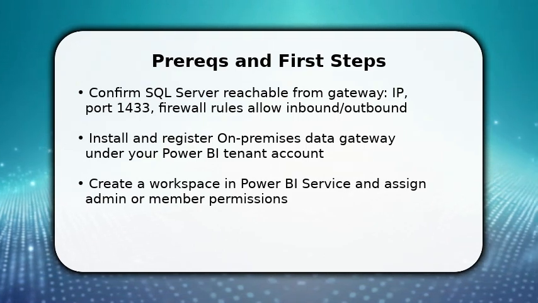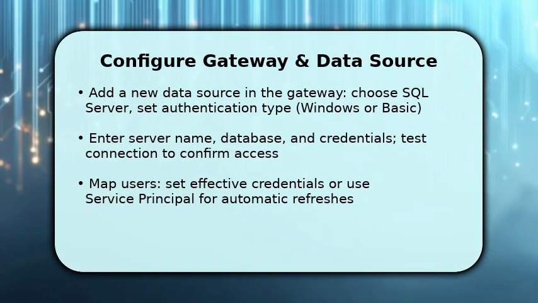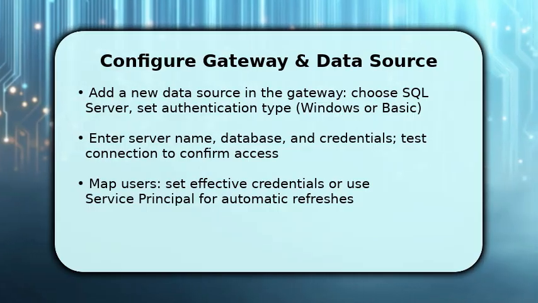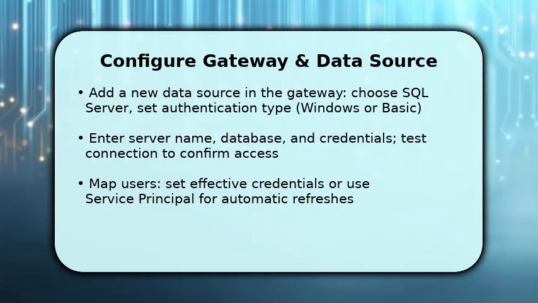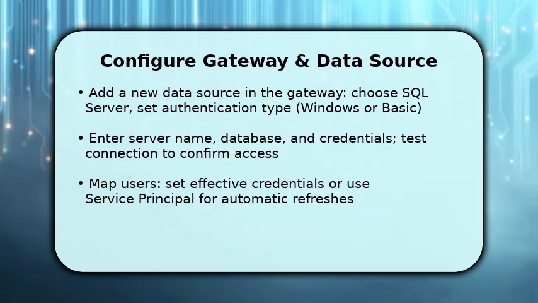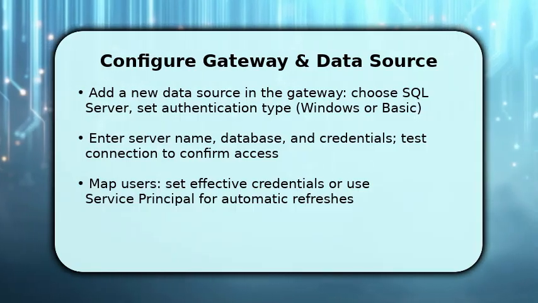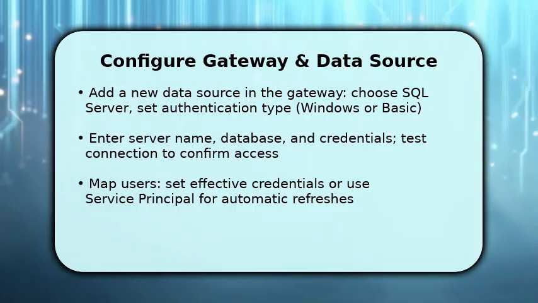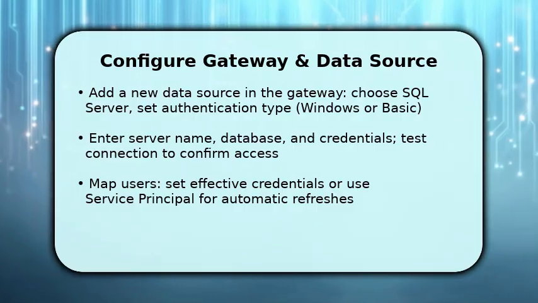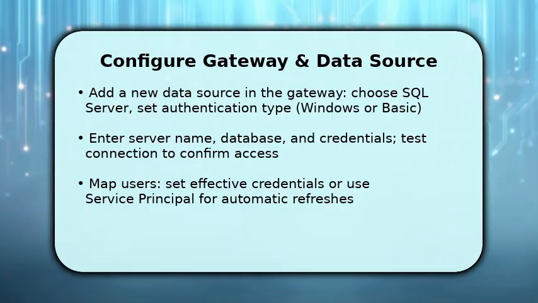Now configure the gateway's data source. In Power BI service, select the registered gateway and add a SQL Server data source. Choose your authentication mode, Windows for domain accounts or SQL/Basic for SQL logins. Enter the exact server name and database, then paste credentials and click Test Connection. Once the test succeeds, assign users or security groups who can use the connection. Alternatively, configure a service principal for unattended refreshes. This step ensures Power BI.